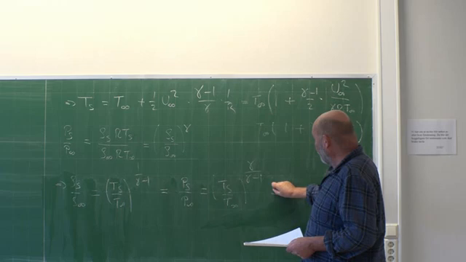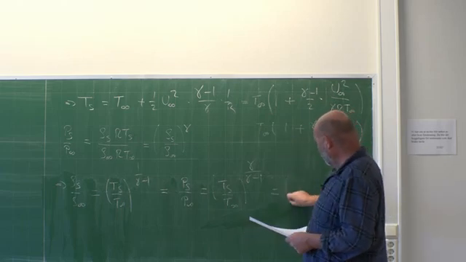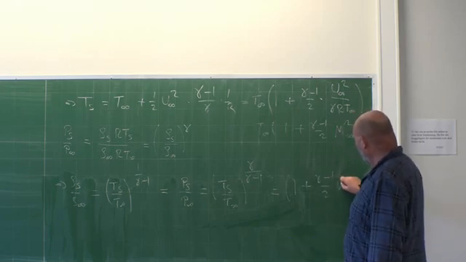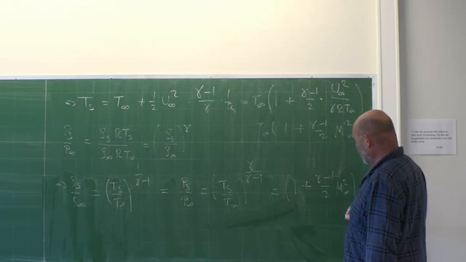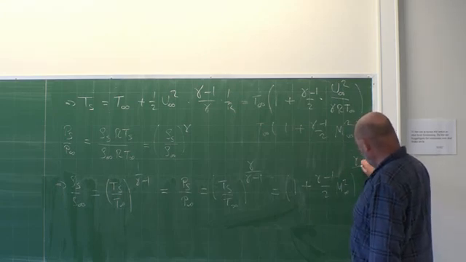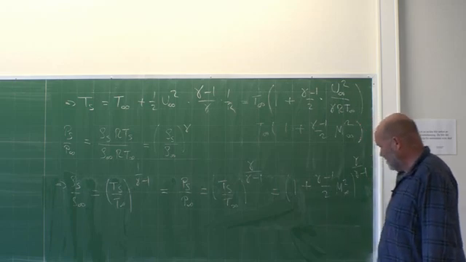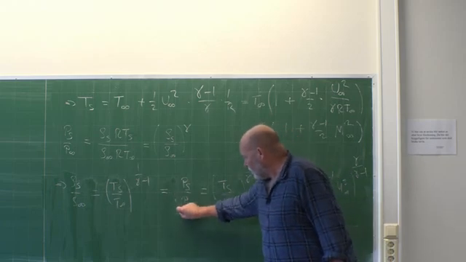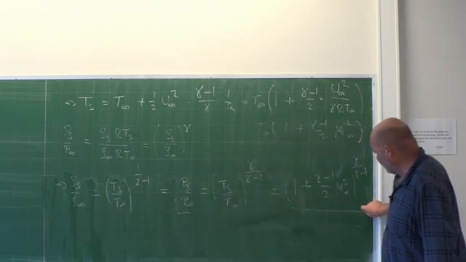And then you can insert the answer here. So you will have 1 plus gamma minus 1 over 2 Mach number squared to the power of gamma over gamma minus 1. Okay. Stagnation pressure equals something like this.